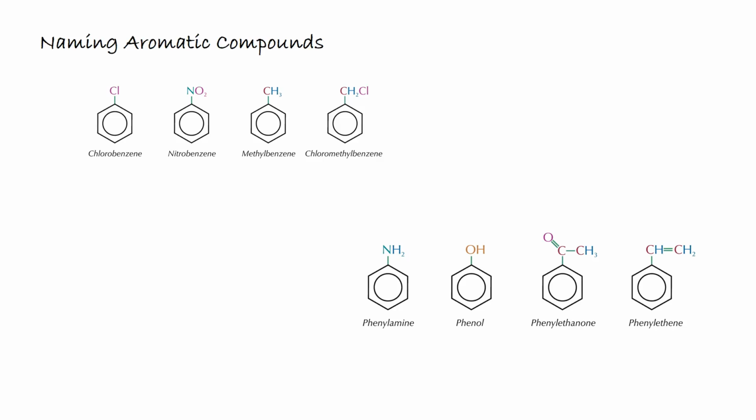Before we go and look at the reactions of the benzene molecules, we're going to have a quick look at naming the aromatic compounds. And there's two ways of naming aromatic compounds. When the benzene is the primary functional group, we name it with the ending benzene. And so in these cases across the top, we have chlorine, nitro, methyl group, and a chloromethyl group. They're the secondary functional groups, and the primary functional group then becomes the C6H5, and that's named benzene. So we have chlorobenzene, nitrobenzene, methyl benzene, and chloromethyl benzene.